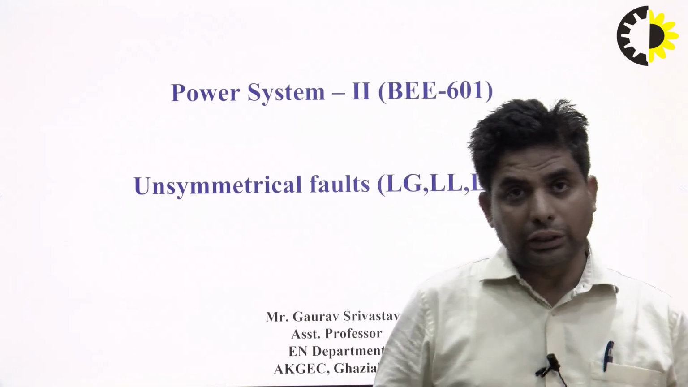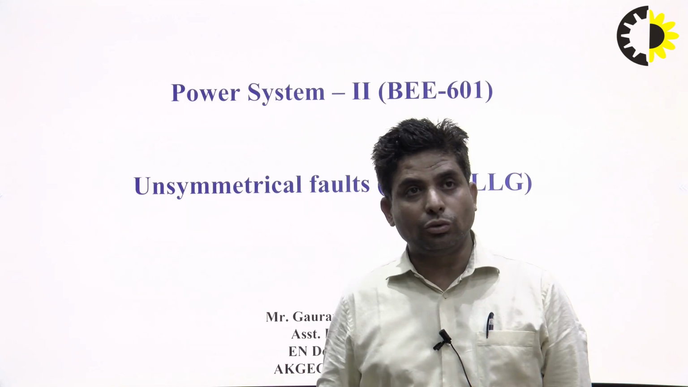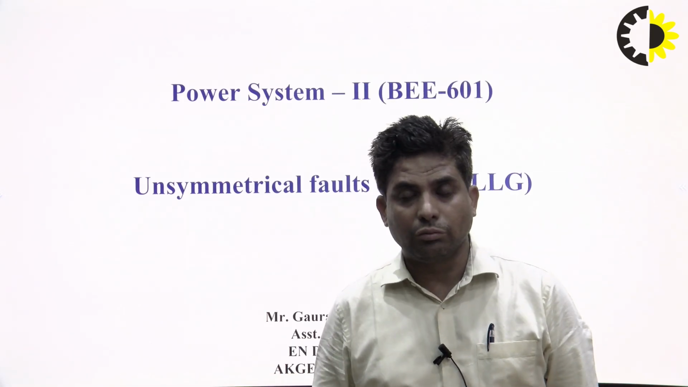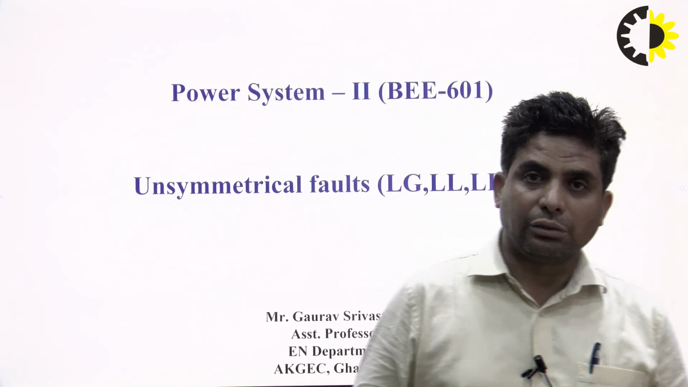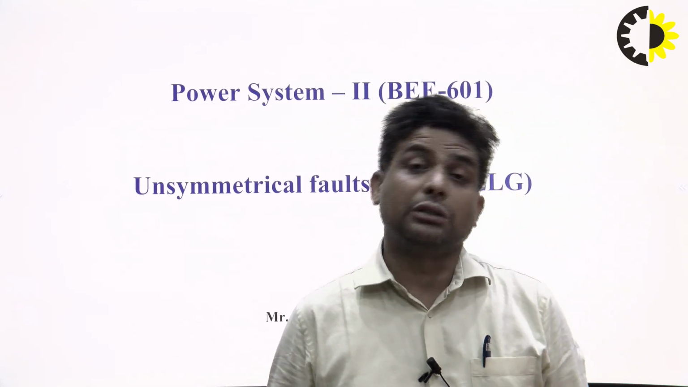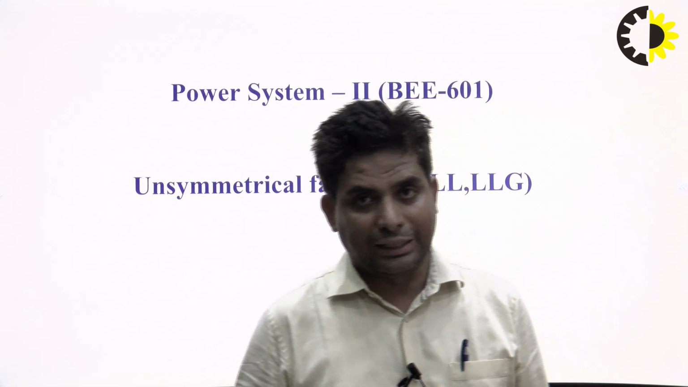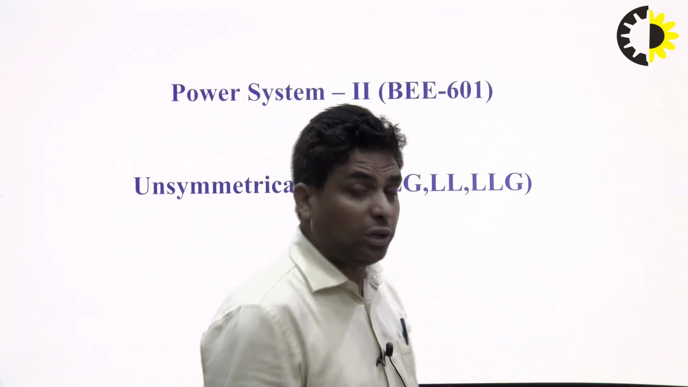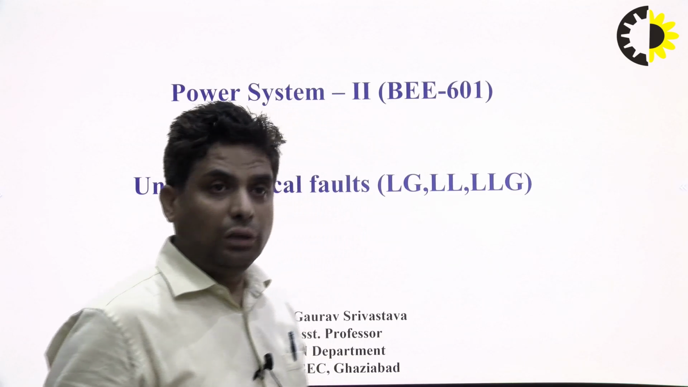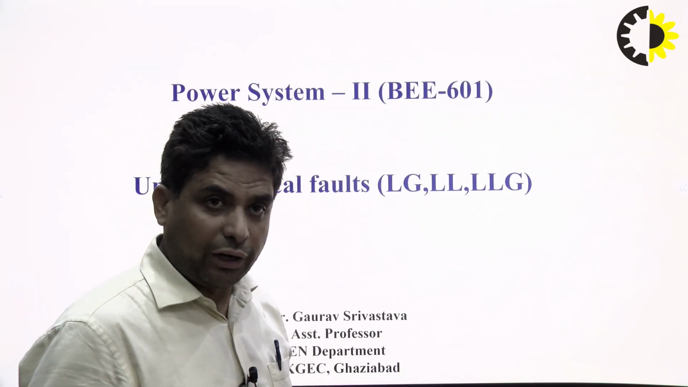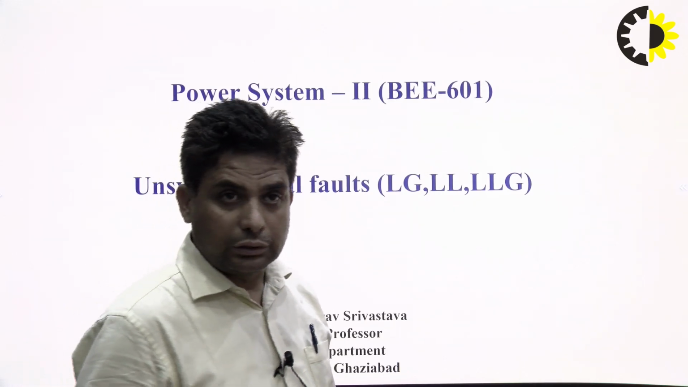Now, in this subject, Power System 2, BEE 601, in the sixth semester of Electrical and Electronics Engineering, the content only discusses the unsymmetrical faults, that is the LG, LL and LLG. Right now we are moving on to discuss one by one how we can calculate and find out the fault currents.